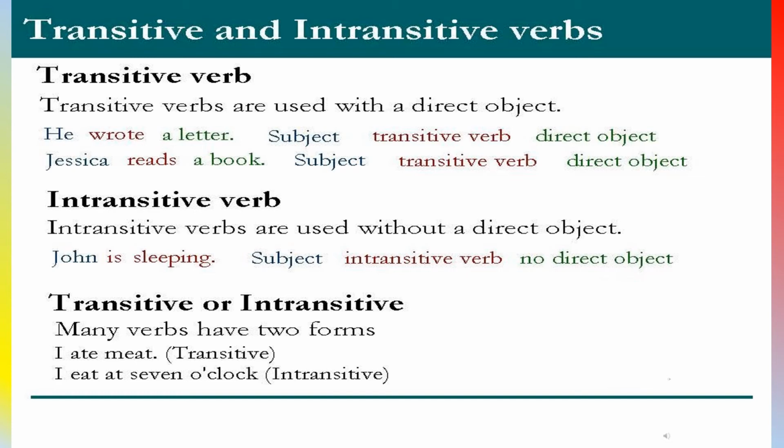But in contrast to this, intransitive verbs are used without a direct object. For example, John is sleeping. What is John sleeping? So you can't answer.